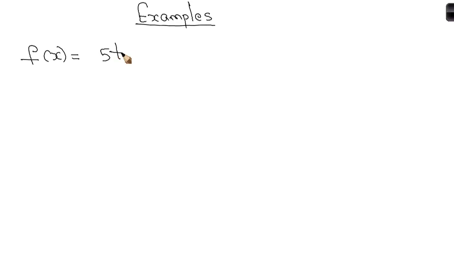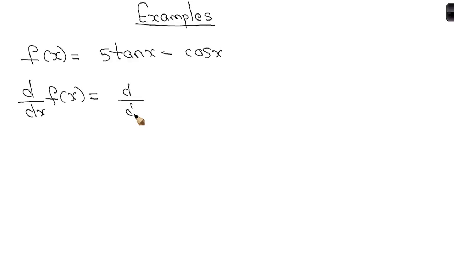Okay. Now let me solve some examples. Take a function f of x. Let f of x be pi tan x minus cos x. I would like to find the derivative of this function. Derivative of f of x is the same as derivative of pi times tan x minus cos x.